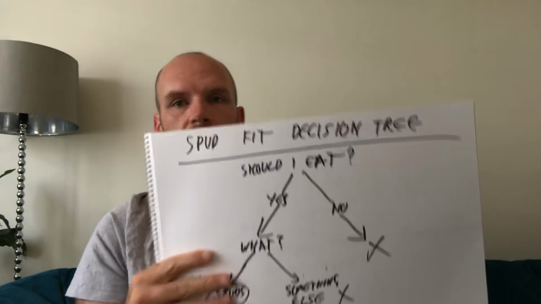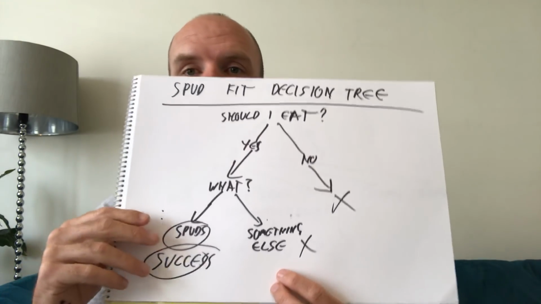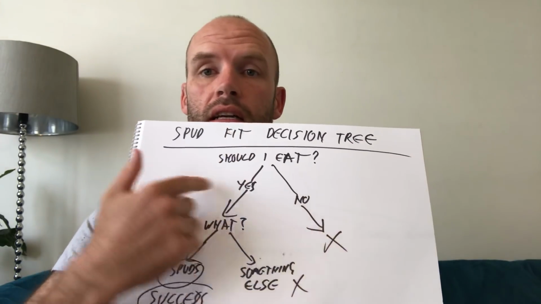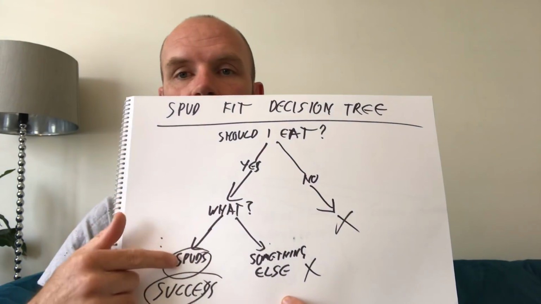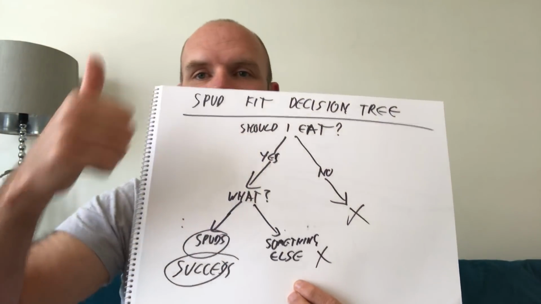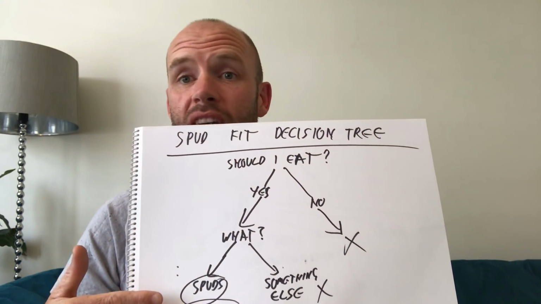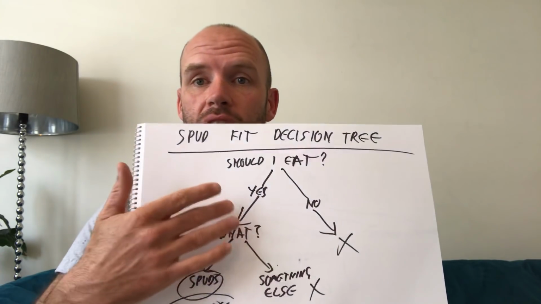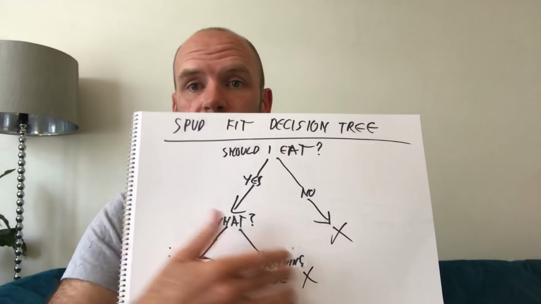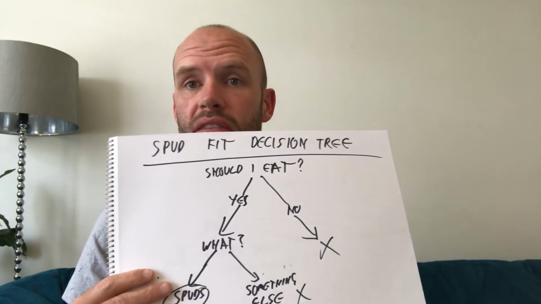Now, the Spud Fit decision tree. It's not quite as small as the alcoholic's one, but it's pretty close. Should I eat? Yes or no? If no, then don't eat. If yes, what will I eat? Is it going to be spuds or something else? All right, if it's spuds, success. Very, very simple. So you've just got one little extra layer of decision making over the alcoholic. The alcoholic just has yes or no. Am I going to drink or am I not? That's it. If we say yes, then we're going to say, is it going to be spuds or something else? If it's spuds, success. All right, so we're close to that abstinence model. We're very close to it.